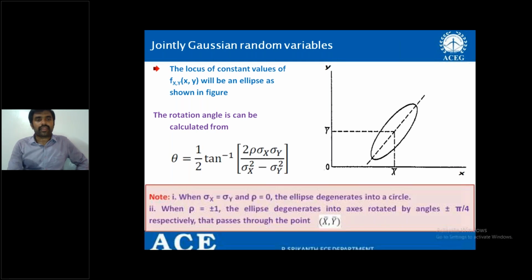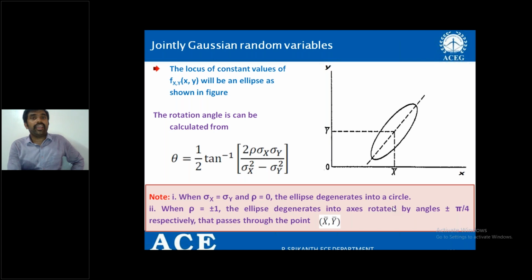So theta. And here we can take a note: if the standard deviation or the dispersion is equal, both the functions have the same dispersion, and the correlation coefficient is 0. Correlation coefficient will become 0 when the covariance is 0. So if rho equal to 0, then the ellipse degenerates into a circle. If both their dispersions are the same and the covariance is 0 or the correlation coefficient is 0, that elliptical shape becomes a circle.